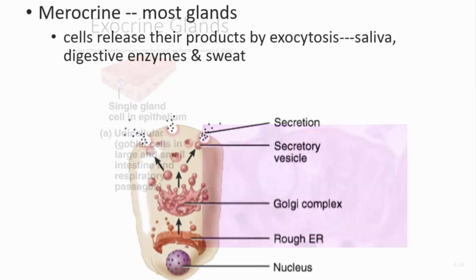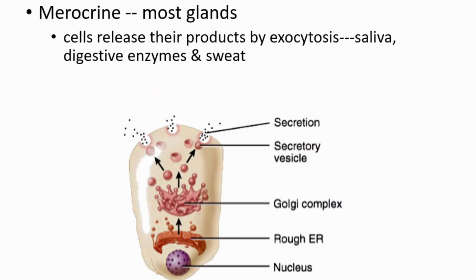And so looking at the different types of exocrine glands and their secretion types, the first type we have is merocrine, also called eccrine. Most glands are of this type, and the cells release their products by exocytosis. An example would be saliva, digestive enzymes, and sweat. Now, one type of sweat, that watery sweat like you get on your forehead and most of your body if you're overheated, they call sensible sweat.